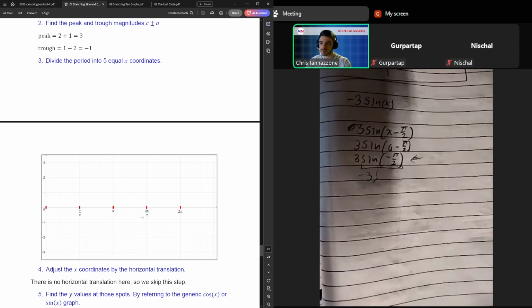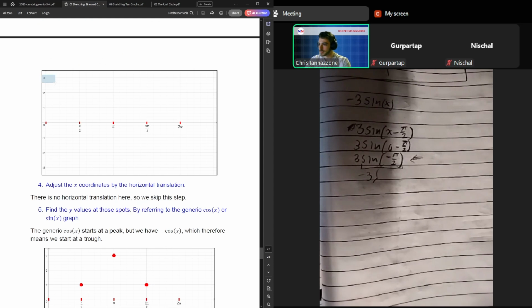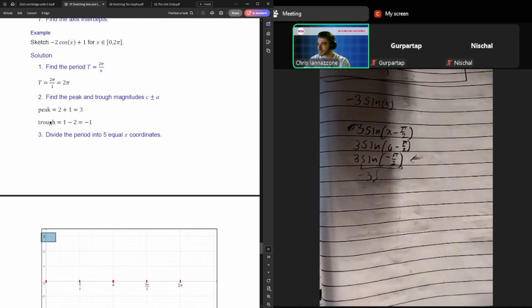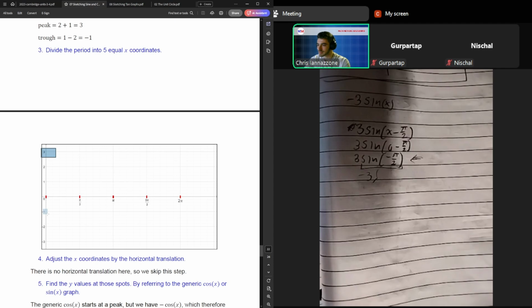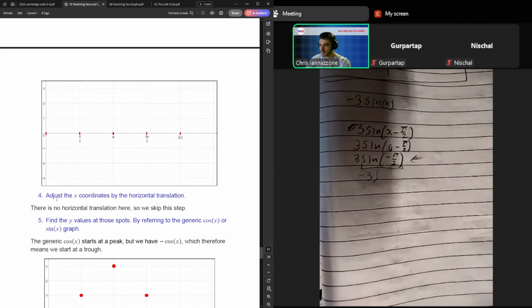We've seen this exact one before. And then you can see the peak there of 3, and I haven't quite labelled it, but the trough would be here at -1. Adjust if necessary. There is no horizontal translation this time, so you won't do that.